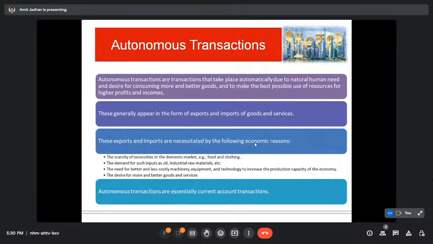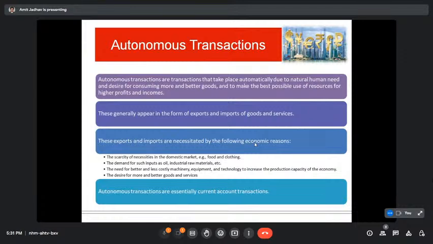If a particular society has some surplus of particular goods or commodities, they try to export such a commodity. Similarly, if others have some deficit or scarcity in the production of particular goods, they need more commodities, so they can get them from those countries that have the surplus. So these exports and imports are needed for the following economic reasons.